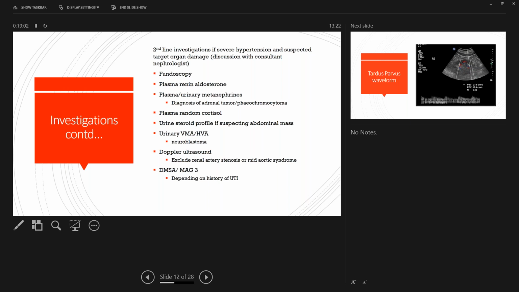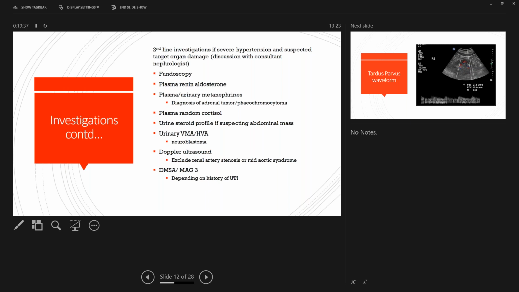advice. You may want to perform a fundoscopy to check the retina, some plasma renin and aldosterone levels, plasma and/or urinary metanephrines. Neither is more specific than the other. If you can only get access to plasma metanephrines, that is okay. This can help with the diagnosis of adrenal tumours or pheochromocytomas. Plasma random cortisol, urine steroid profile if you're suspecting abdominal mass, a urinary VMA or HVA to rule out neuroblastomas.